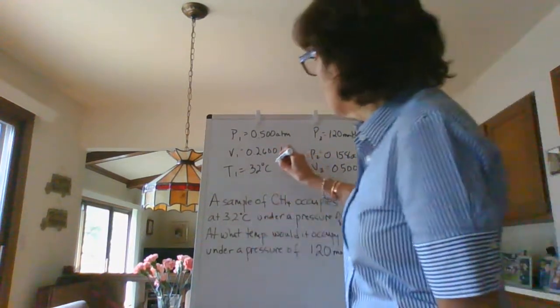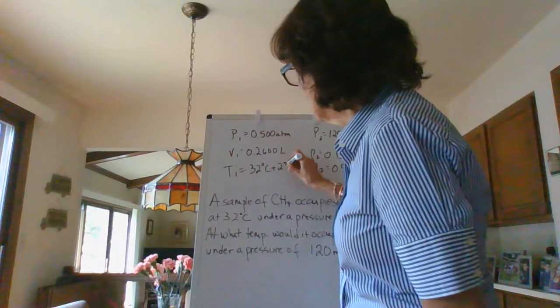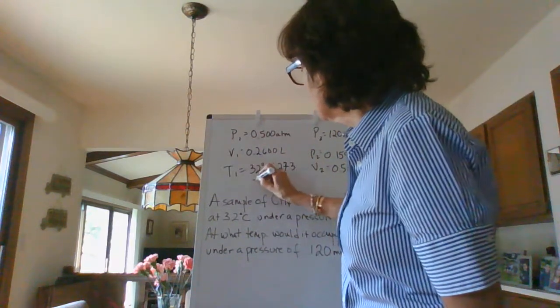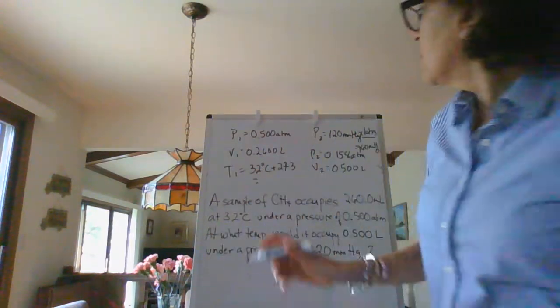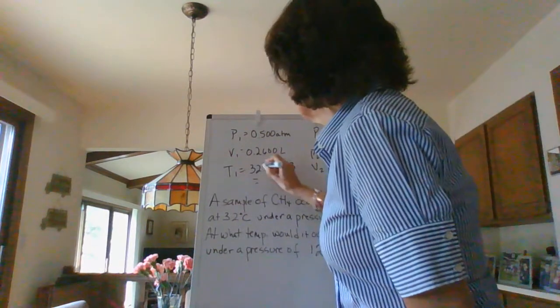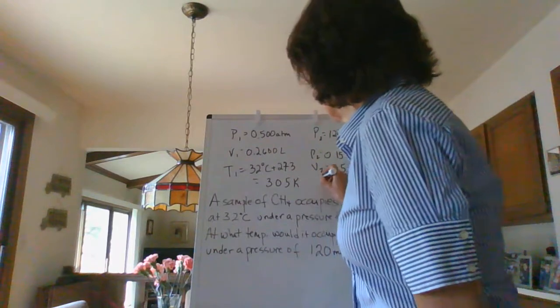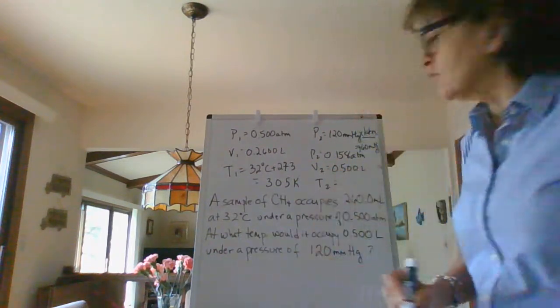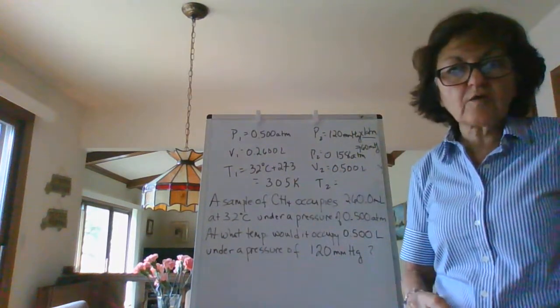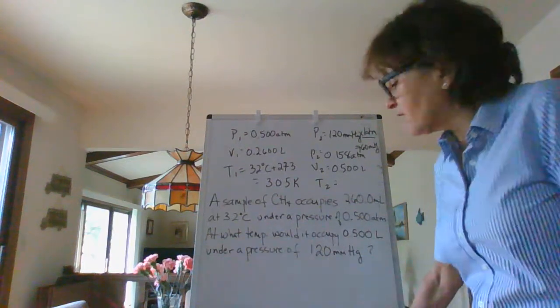I have to add 273 in order to convert that to Kelvin. So 2 plus 3 is 5, 3 plus 7 is 10, so 305 Kelvin. And T2 is my unknown. That's what I'm looking for. All right, so now it's just a matter of plug and chug.